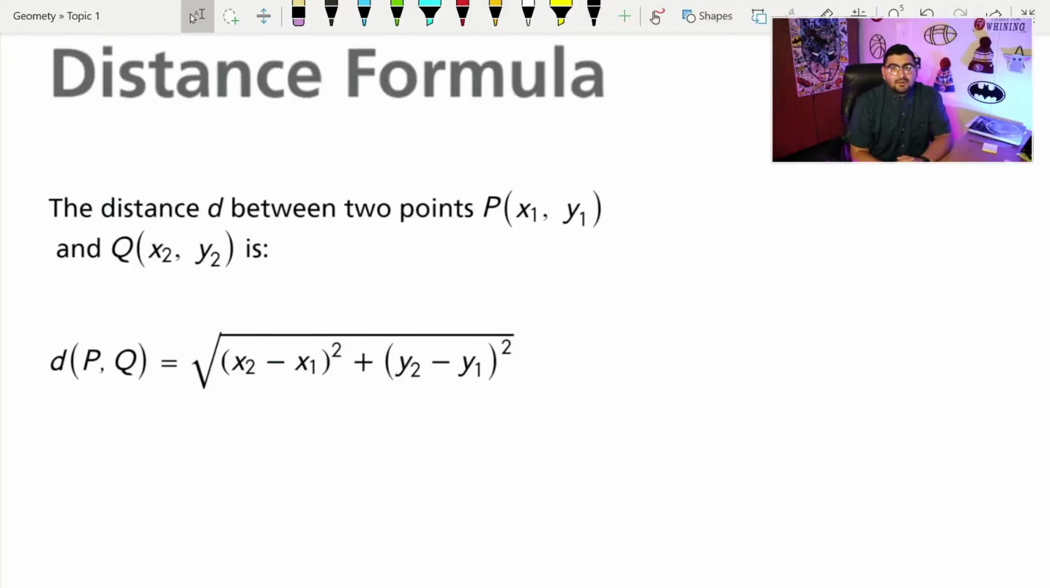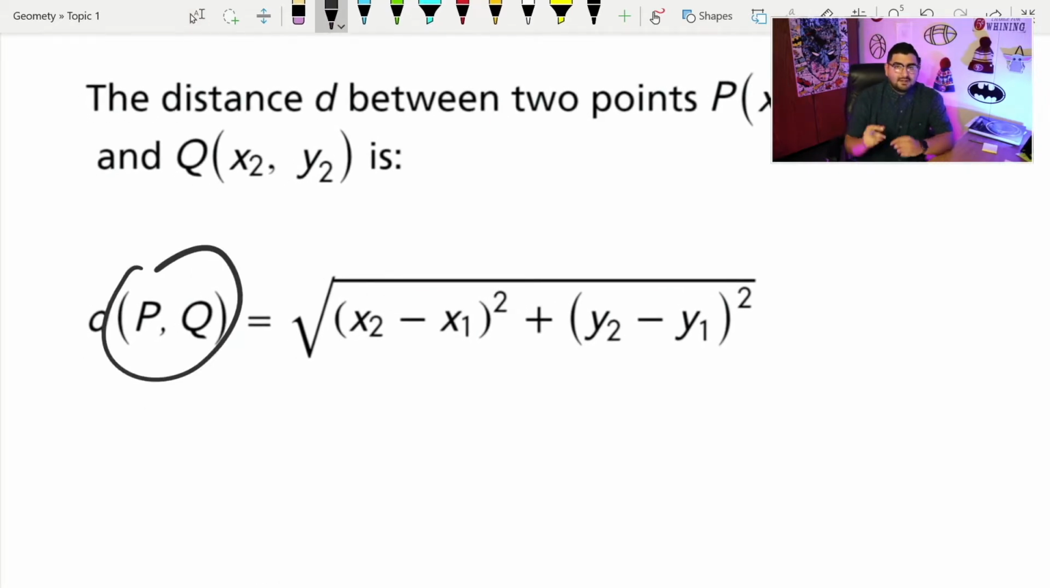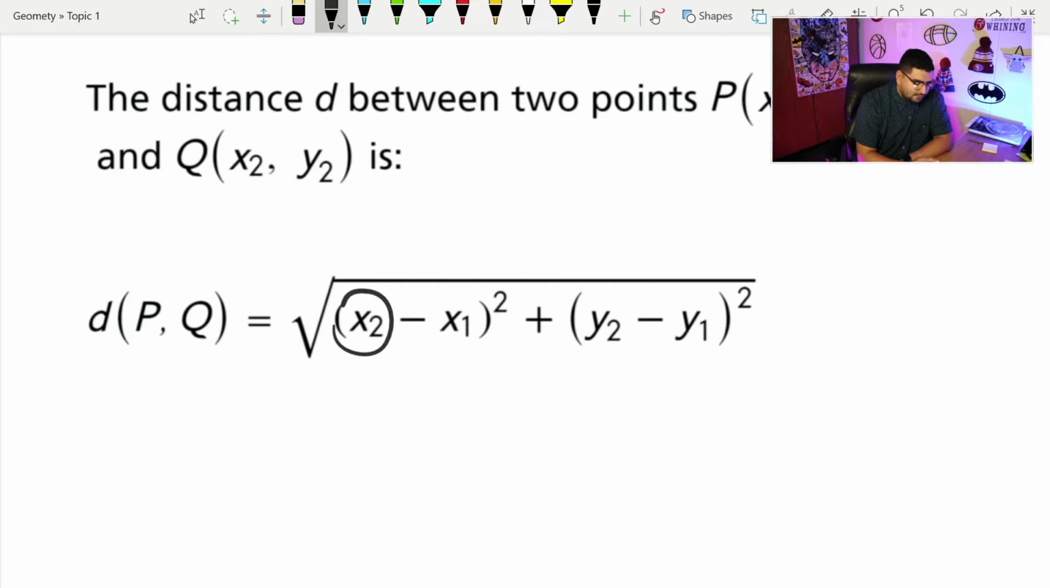First, let's talk about the formula. We use the distance formula a lot of times to find the distance between 2 points. The way the formula is written is we have a lowercase d. Inside parentheses we have the 2 points that we're trying to find the distance between, and we set that equal to the square root of x2 minus x1, and we square those, and then we add y2 minus y1 squared.